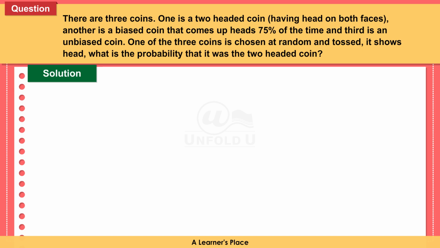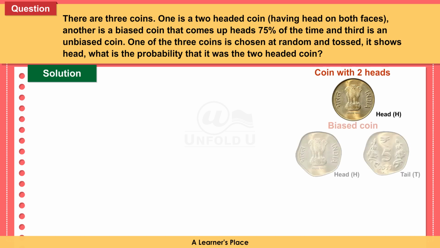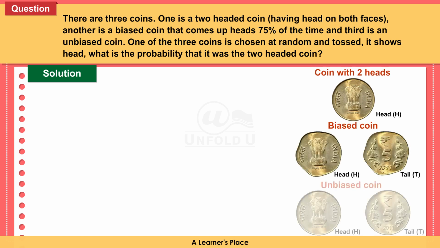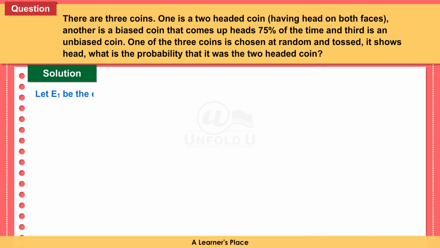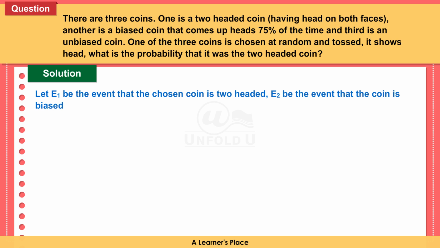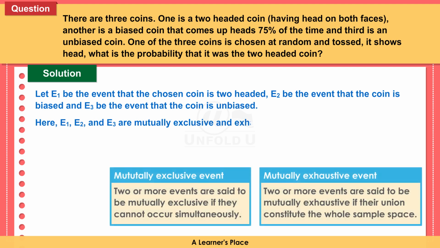Solution. In this question, we have 3 distinct coins, one of which is two-headed, another is biased, and third is unbiased. Let E1 be the event that the chosen coin is two-headed, E2 be the event that the coin is biased, and E3 be the event that the coin is unbiased. Here, E1, E2 and E3 are mutually exclusive and exhaustive events.